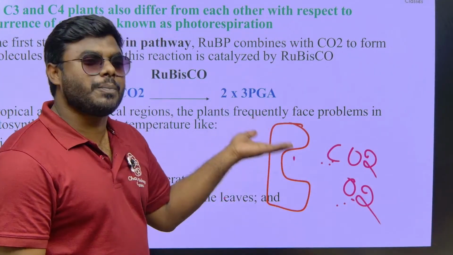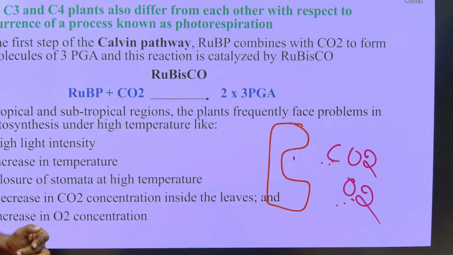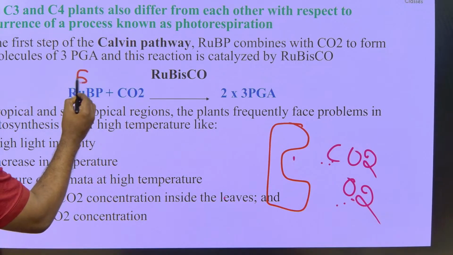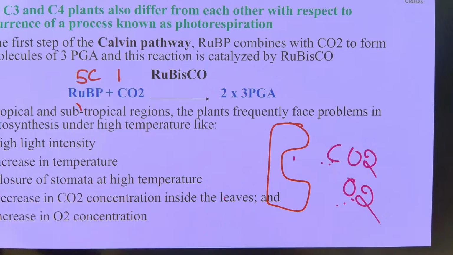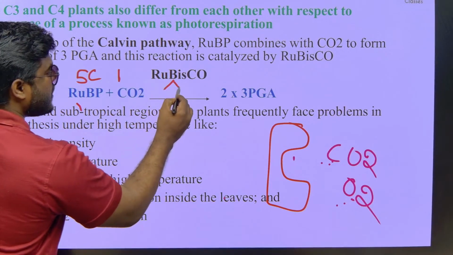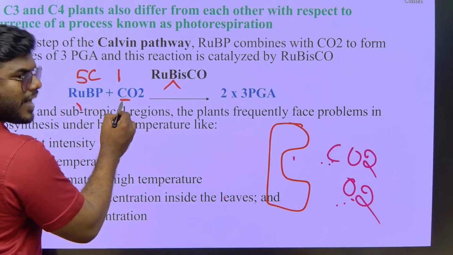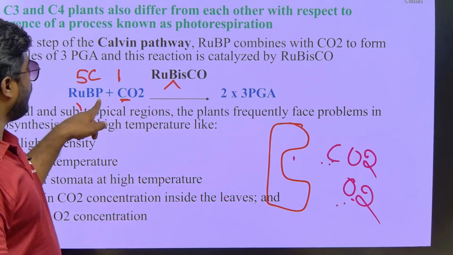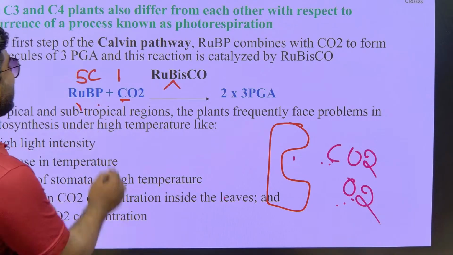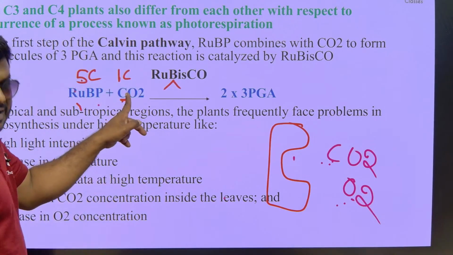Now what is that problem? Let's try to understand very correctly. Now all of you answer. RuBP, how many carbons? 5 carbon. Very good. It combines with one carbon from the atmosphere. What is the enzyme? Rubisco. So now Rubisco is fixing what? CO2, carbon dioxide. Then tell me, Aisha, how many intermediates will we get? The intermediate is 5 plus 1 carbon, 6 carbon.